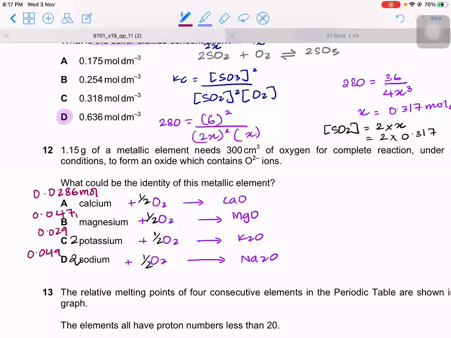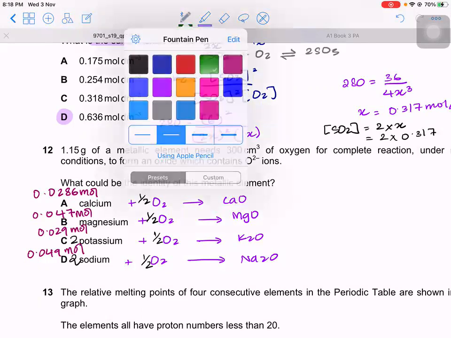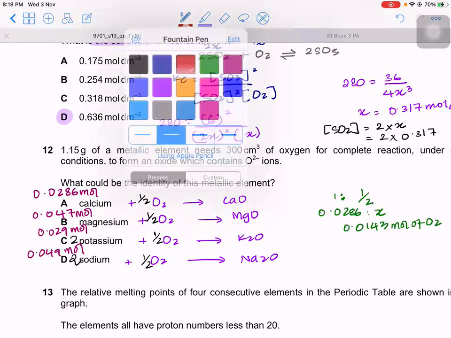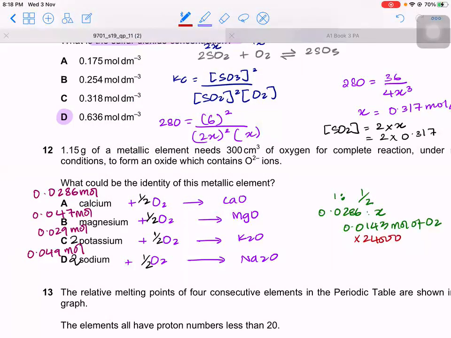Once you have the moles of these metals, let's find the moles of oxygen. Here, oxygen is in the ratio of 1:half. So if this is 0.0286, this would be half of that. And when you find the moles of oxygen, they come out to be 0.0143. Now you need to find the volume. So you will multiply this by 24,000. Why 24,000? Because it is in cm3. You get the volume, which comes out to be 343.2.